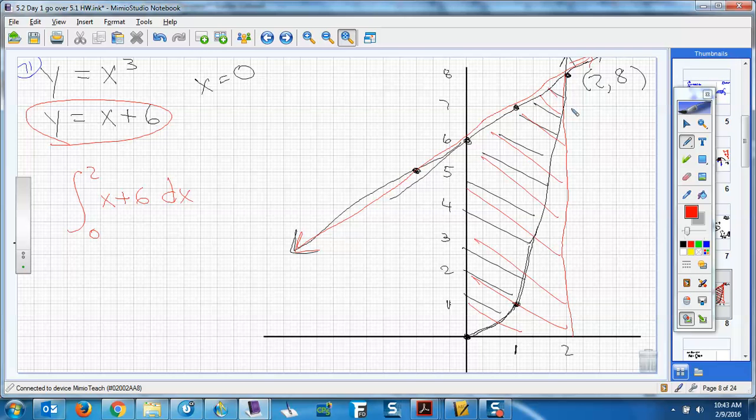Right? Would that give me the black area? No, it's too much. So I need to subtract off a piece of area. What area do I need to subtract off? Don't I need to subtract off this area? Wouldn't that give me the black area? Wouldn't the red area minus the blue area give me the black area? Now what's the blue area?